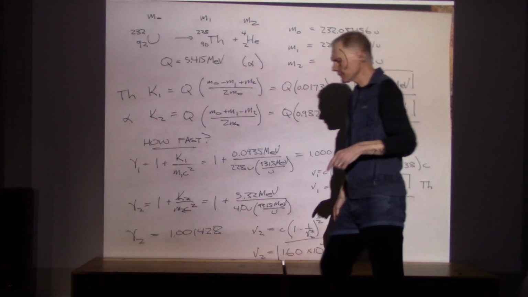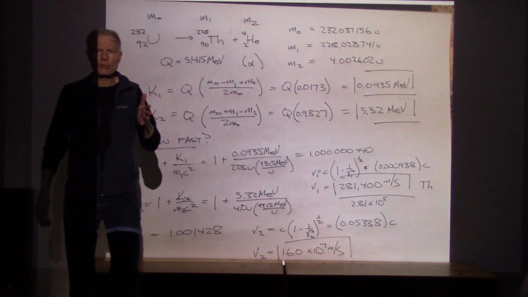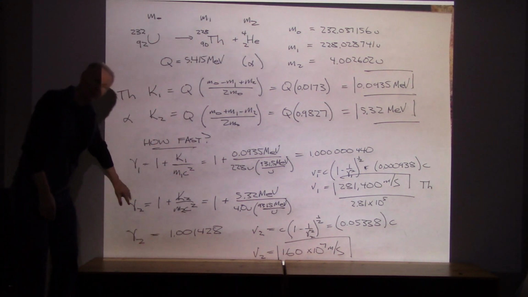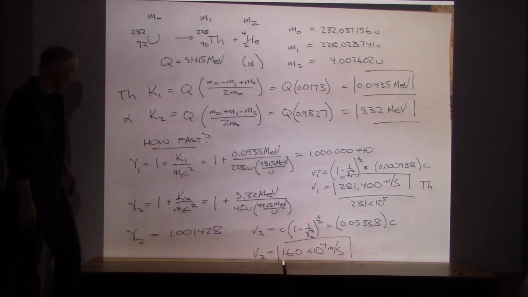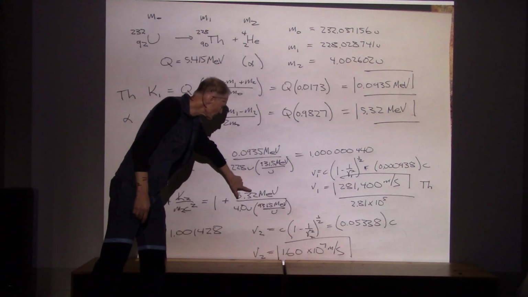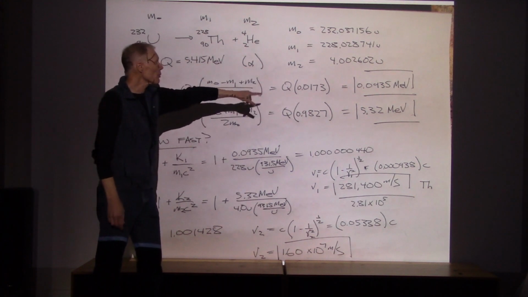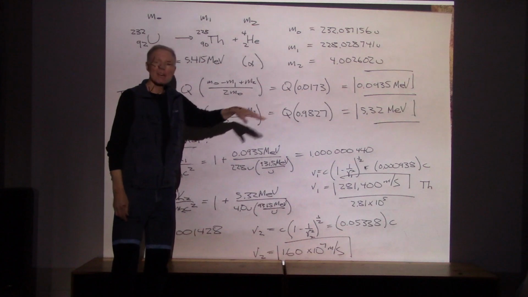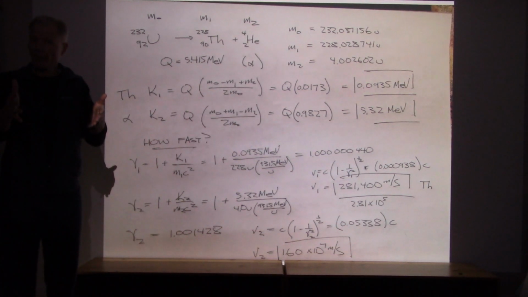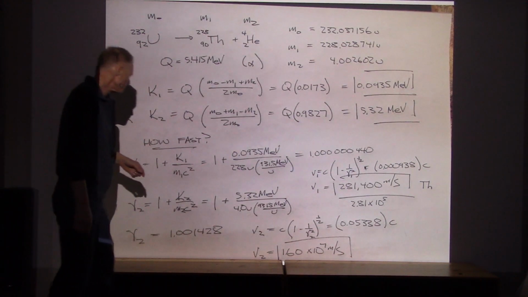Let's do the same calculation though for the alpha, because that's the one that we're thinking is really going to be moving fast. So for the alpha particle, for the helium-4 coming out, same calculation, 1 plus, now here is the kinetic energy. And remember, most of the kinetic energy, 98% of the kinetic energy is going into that alpha particle.